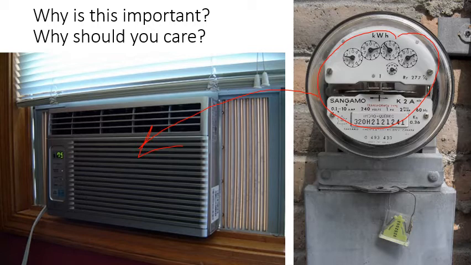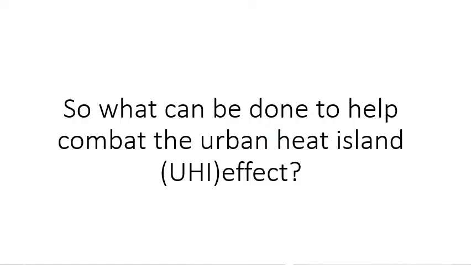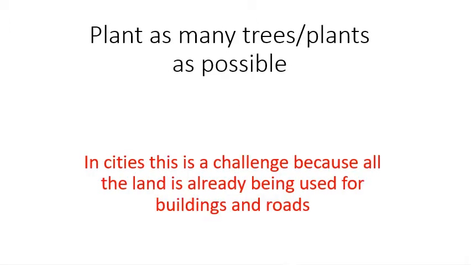It helps keep the temperatures of the cities down. So we don't want our cities to be extra hot, because it's expensive to live in an extra hot city. So what can we do? What can we do to combat this urban heat island, to make our cities not get so hot? Well, the first and the easiest thing is quit cutting down all the trees. We can plant as many trees as possible.